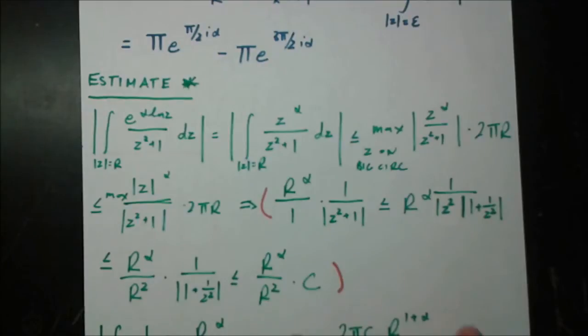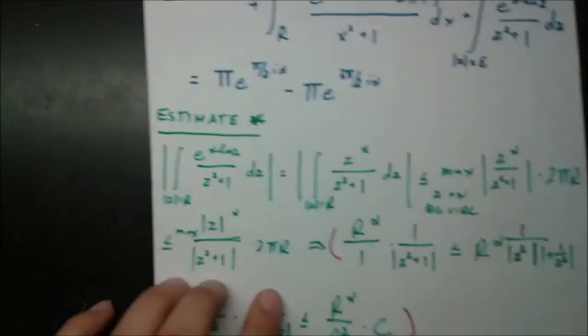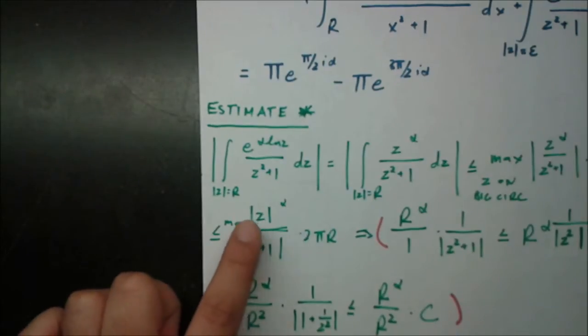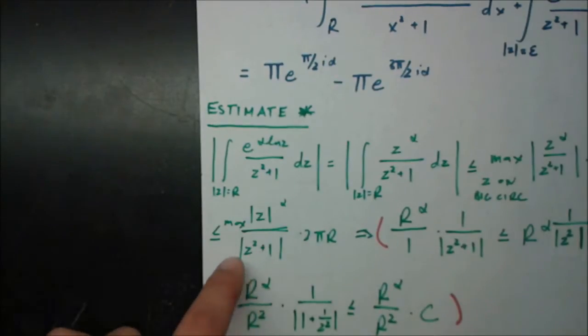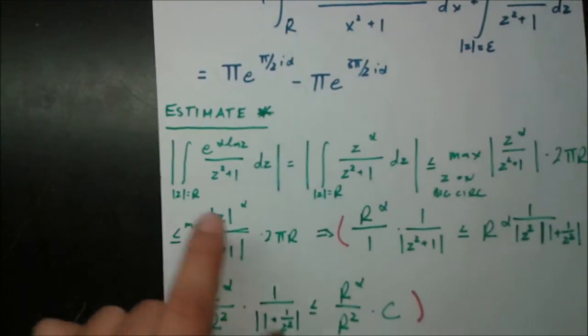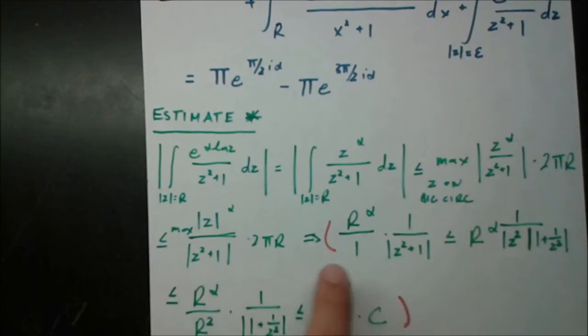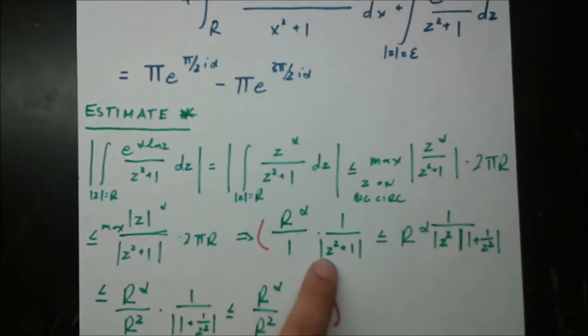Now the next thing we want to do is try to find this maximum. What is this maximum equal to? So what we can do is take the modulus of the numerator and the denominator. For the numerator, we get modulus z to the power of alpha, and the denominator we have modulus z squared plus 1. So modulus z is what? Well, it's given as r, right? So it's going to be r to the alpha over 1, and then I'm going to split this up differently. It's going to be 1 over modulus z squared plus 1.